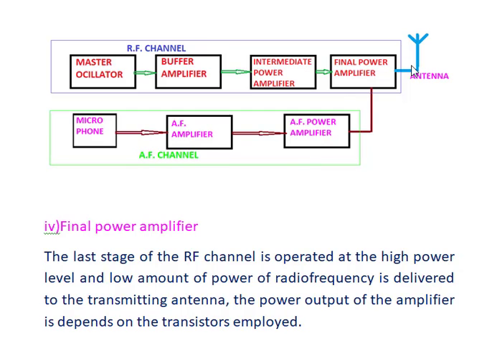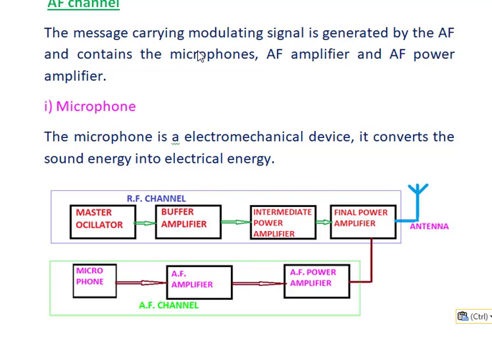The next stage is the final power amplifier. The last stage of this RF channel is operated at high power level, and the radio frequency power is delivered to the transmitting antenna. The power output of the amplifier depends upon the power transistors used to amplify the radio frequency in the final power amplifier. The next channel is the audio frequency channel.